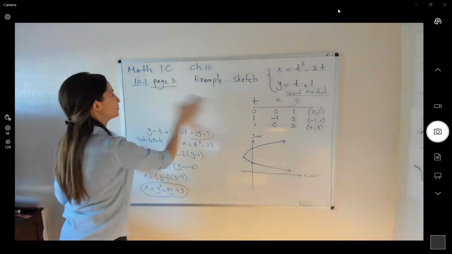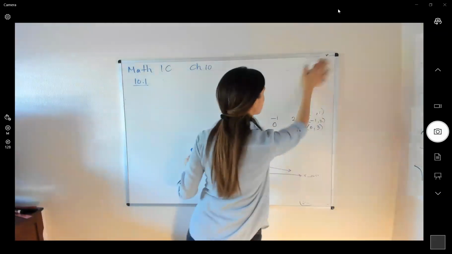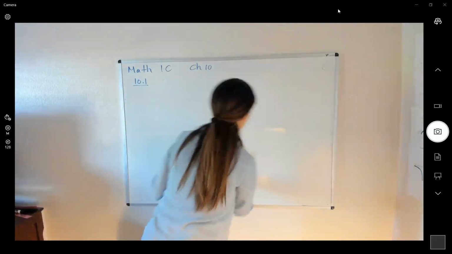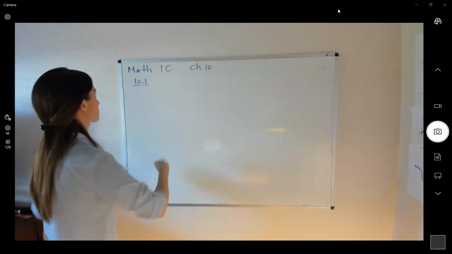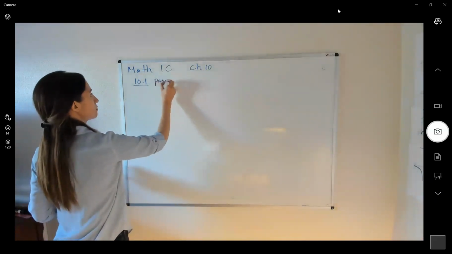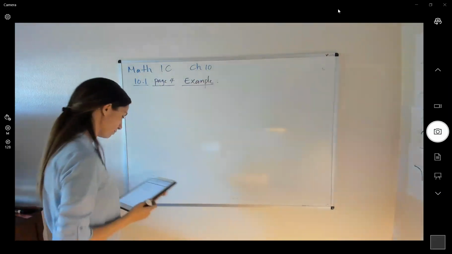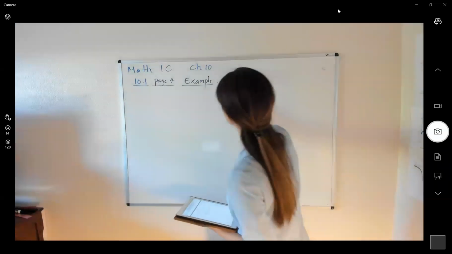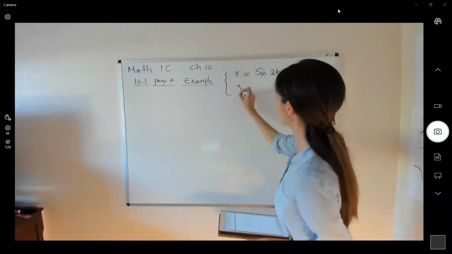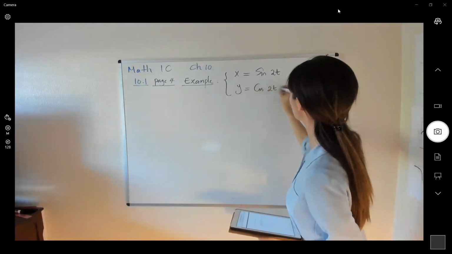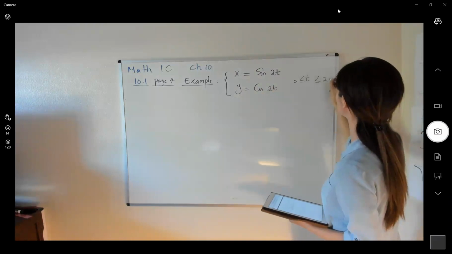Another example for you. We are on page 4. Example. There you go. This example says, now you have x equals sine 2t and y is equal to cosine 2t, and now your t ranges between 0 and 2 pi.